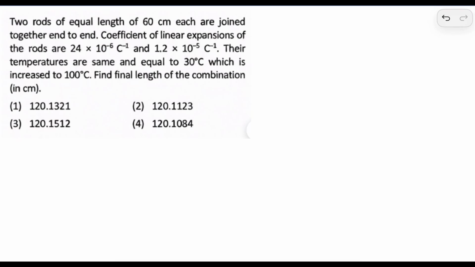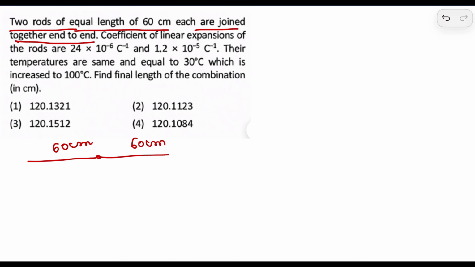Hello students, two rods of equal length, each of 60 centimeter. So first one rod, its length is 60 centimeter, and another rod, same length, 60 centimeter. So they are joined together end to end. Okay, they are joined at this point.